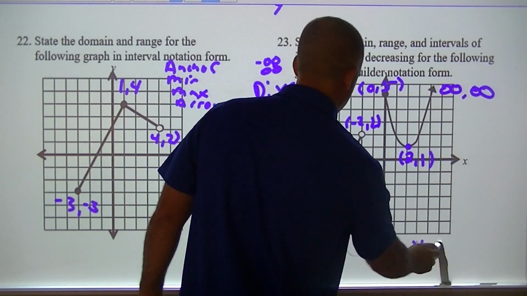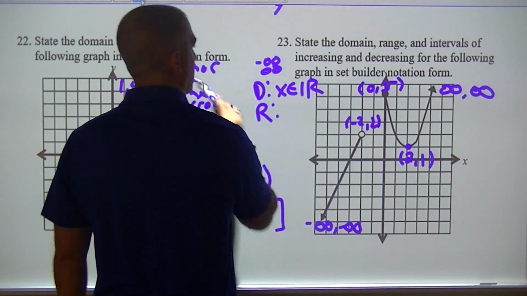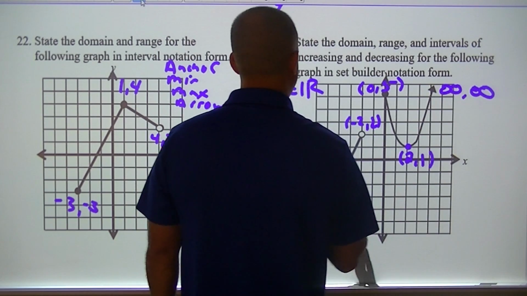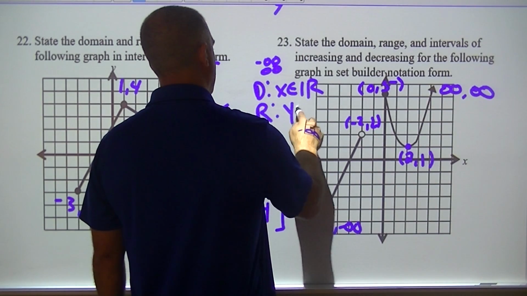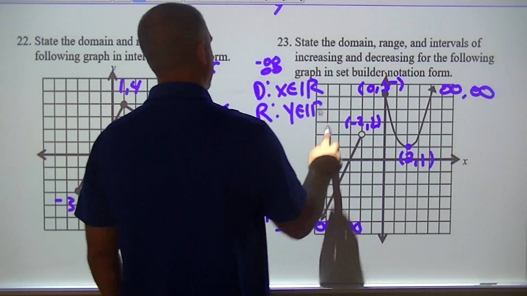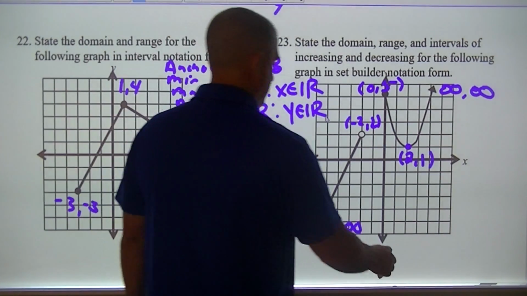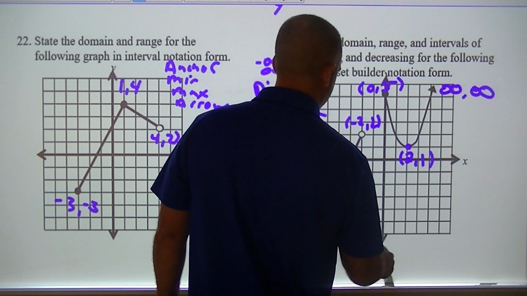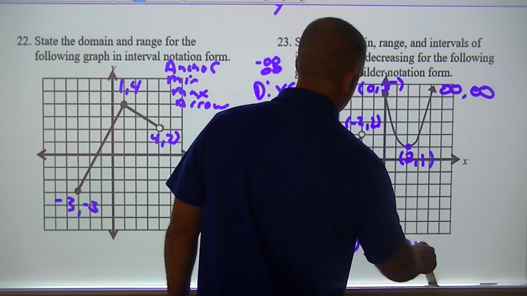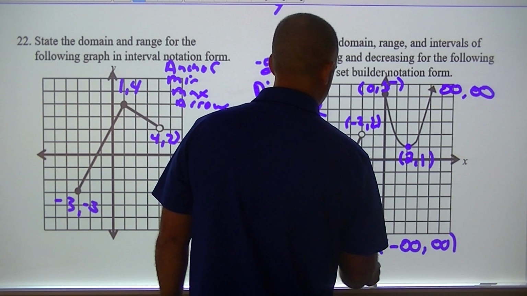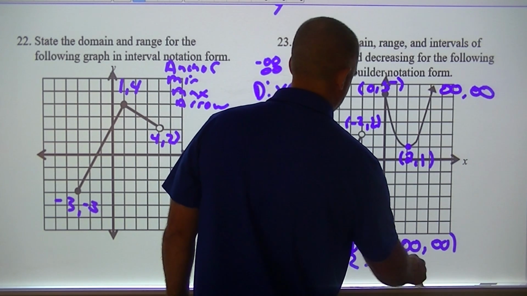My range, my smallest y value is negative infinity. My biggest y value is also infinity. So negative infinity is my smallest y, biggest y is positive. So that would be y ∈ ℝ, all real numbers. Now, the domain could also be written as negative infinity to positive infinity. The range could be written as the same thing.